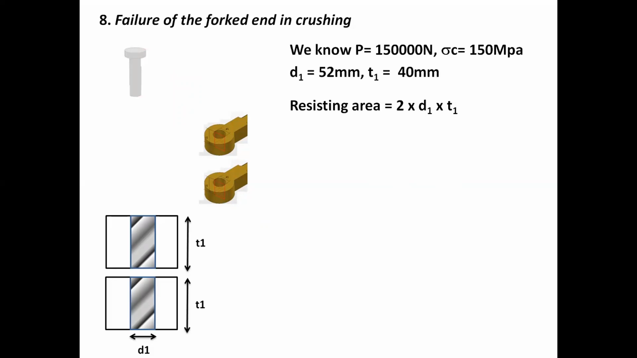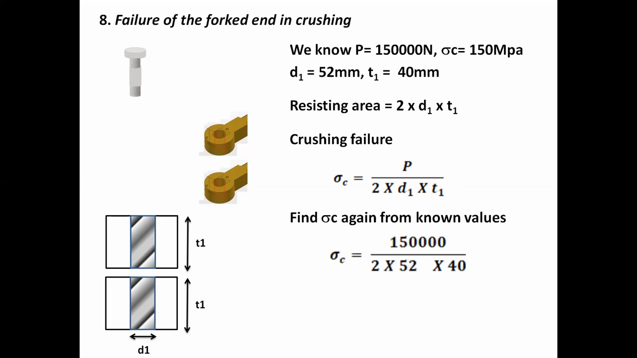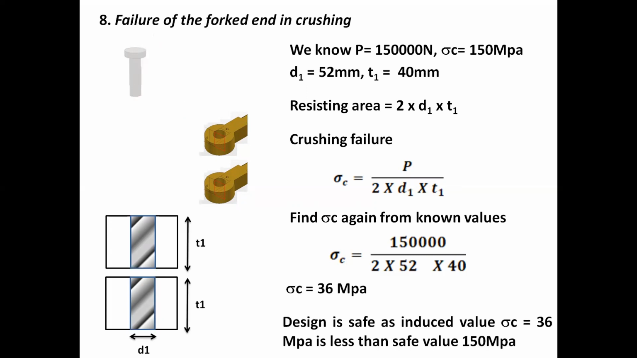So we know that the load is the same, and the safe crushing stress is 150 megapascal. We know D1 and T1, so the resisting area is twice D1 into T1. Crushing failure is equal to P divided by 2 into D1 into T1. So again find that crushing stress. It becomes 150 kilonewton divided by twice 52 into 40, so it comes out 36 megapascal. The design is safe here, as the value 36 megapascal is very much less than 150 megapascal.